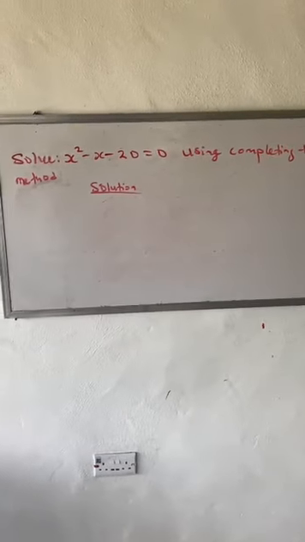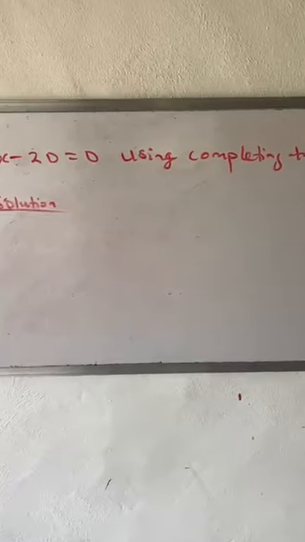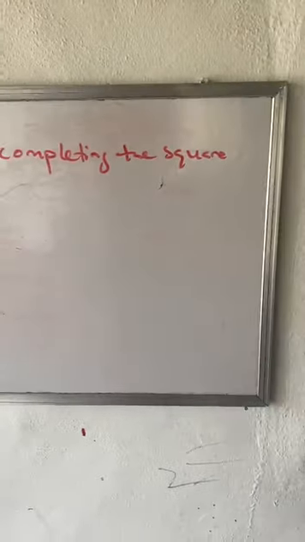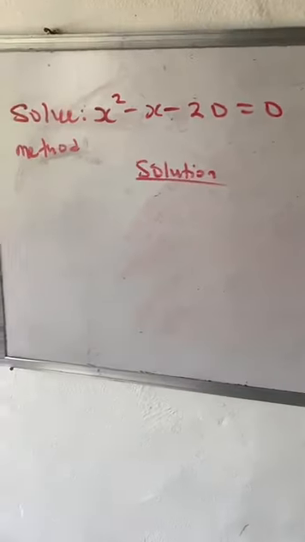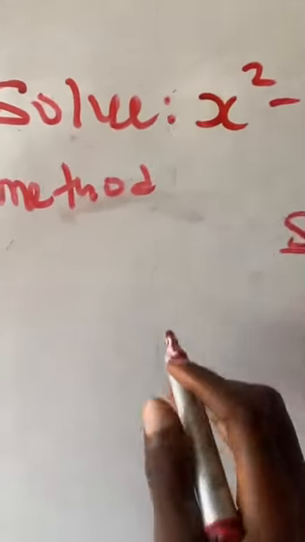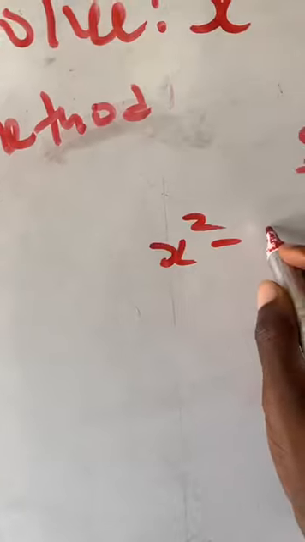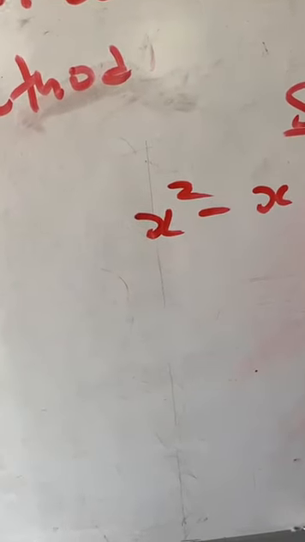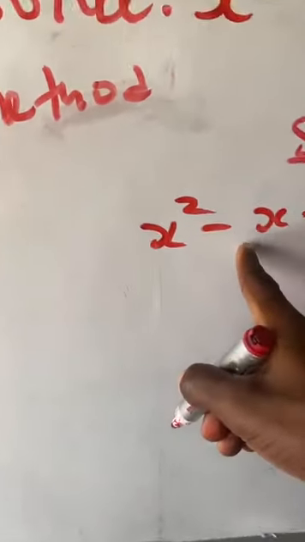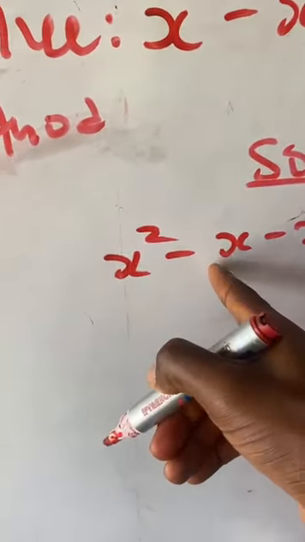Solve x squared minus x minus 20 equals to 0 using completing the square method. All right, so first thing first, we have to write the equation, getting it to 0.